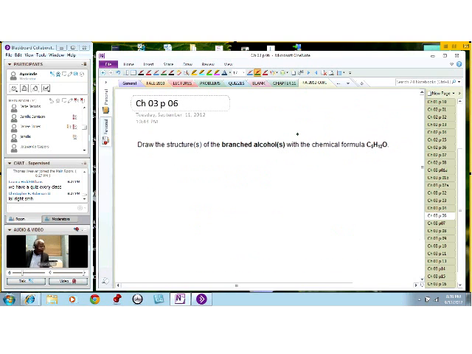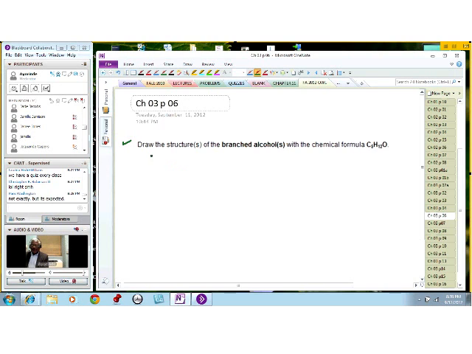Okay, I think I've called on all of those students that I think their minds are working. But if your mic is working and I have not called on you, can you please pick up the mic and read this question for us? Draw the structure of the branched alcohols with the chemical formula C5H12. Excellent. Very good. Okay. Somebody's talking about quiz tomorrow.